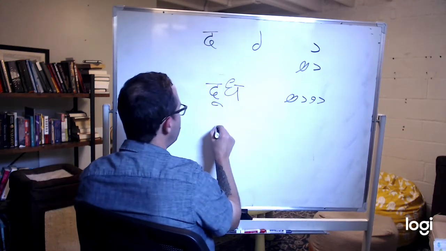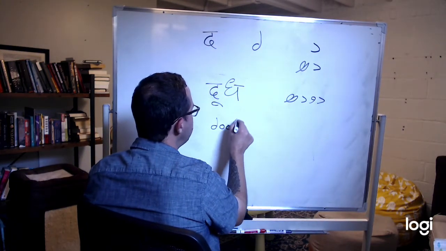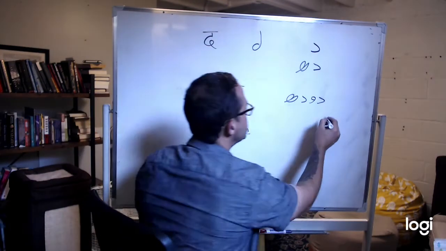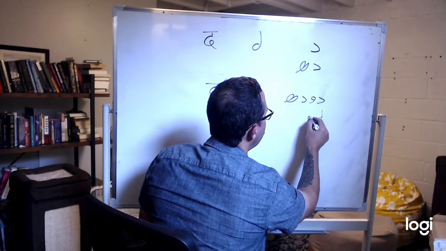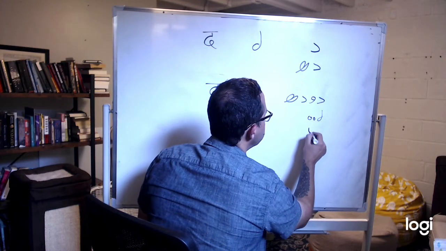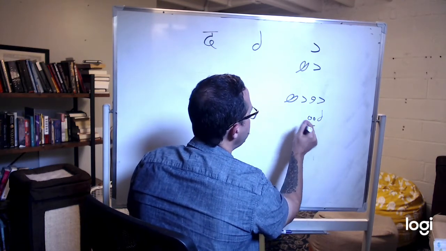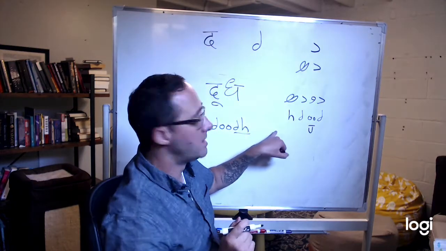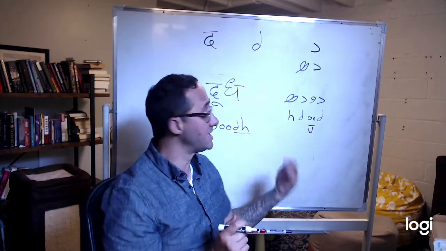This is D-O-O-D-H. That's the aspirated D-H. Here it is: D-O-O, or as we've been showing it, U with a line over it. Doodh, doodh. We're going from right to left.